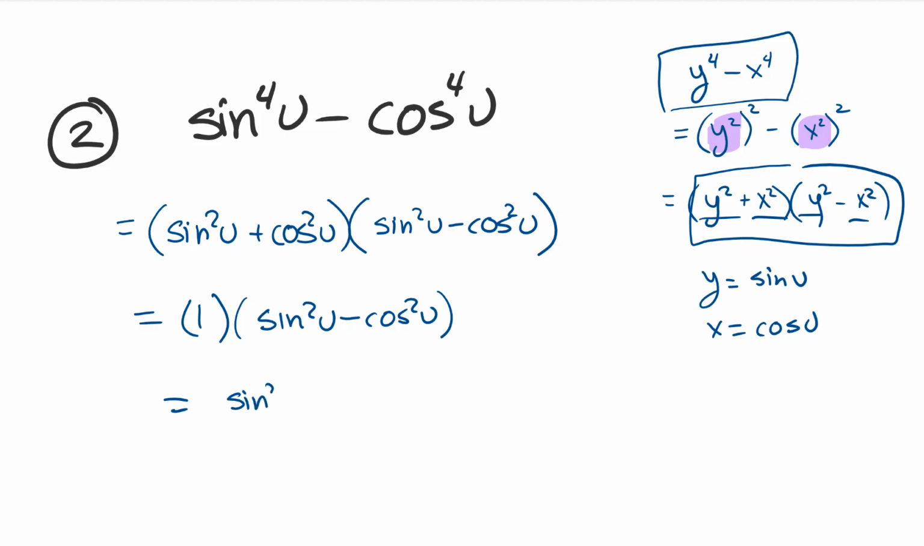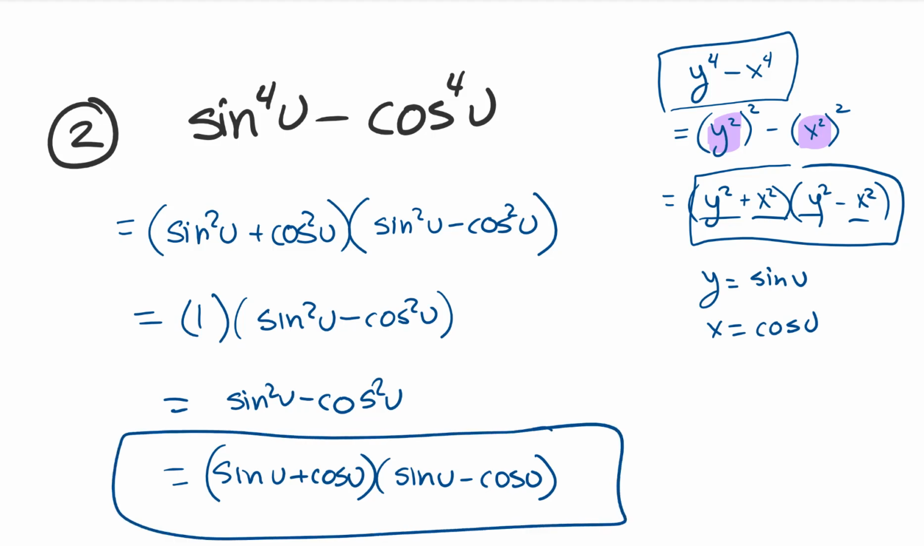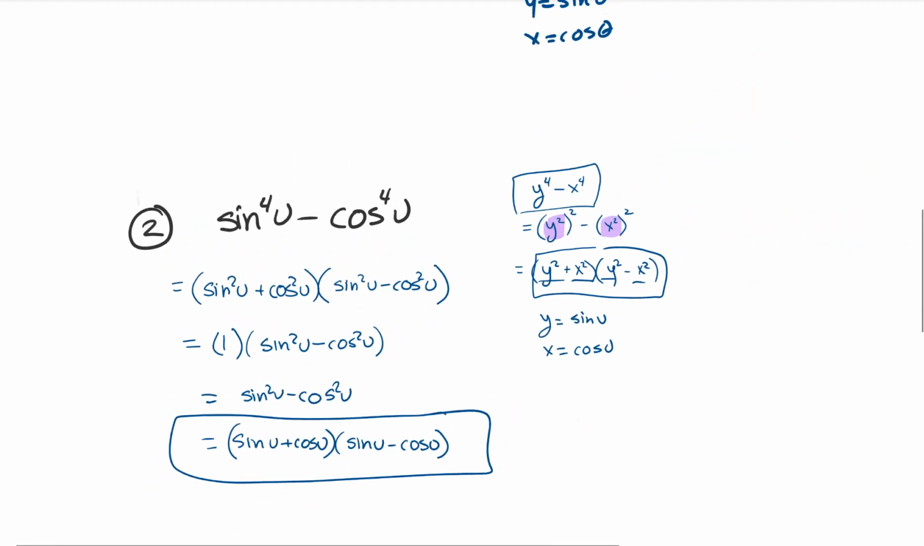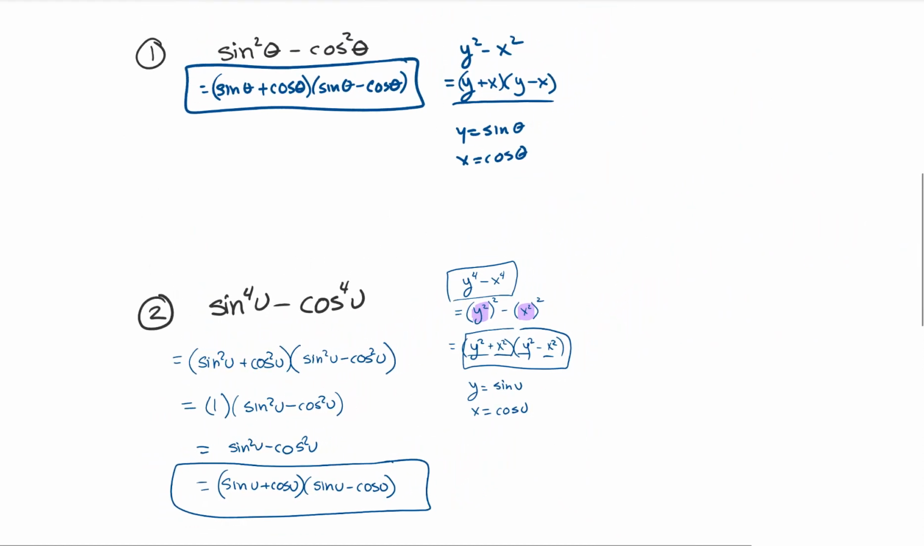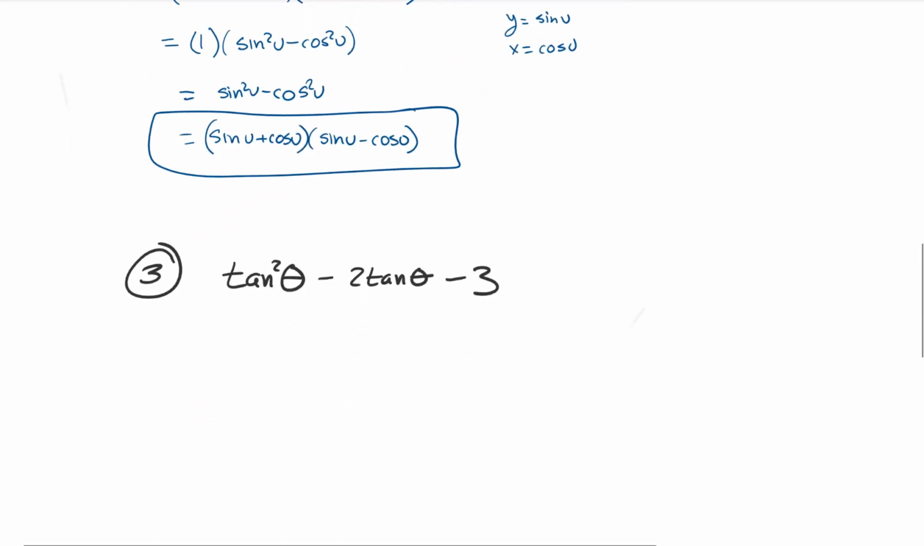So this ends up becoming sine squared of u minus cosine squared of u, and there's that difference of squares. So sine of u plus cosine of u times sine of u minus cosine of u. That's the same problem from up above. Weird. Sine to the 4th of an angle minus cosine to the 4th of that same angle is the same exact thing as sine squared minus cosine squared of that angle. Wacky stuff.